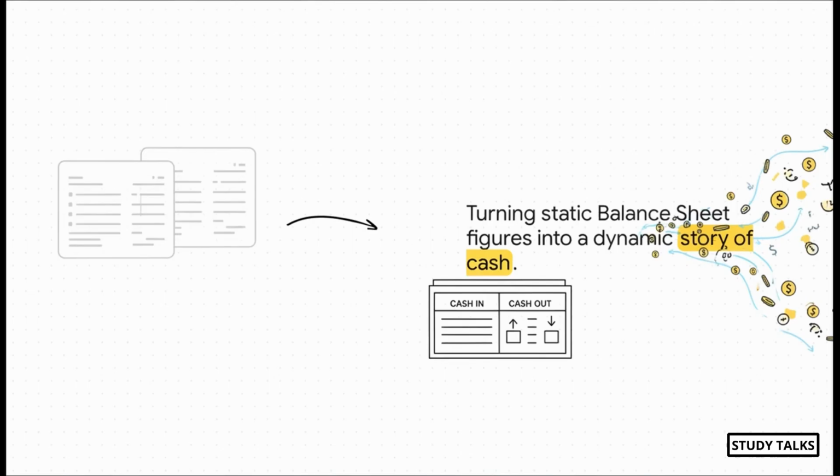So here's our mission for this session. We're going to take this exact problem, illustration 7, right from the ICAI material, and we're going to turn these static, boring balance sheet numbers into a dynamic story. We're going to figure out exactly where the cash came from and where it went. That is the real power of a cash flow statement.